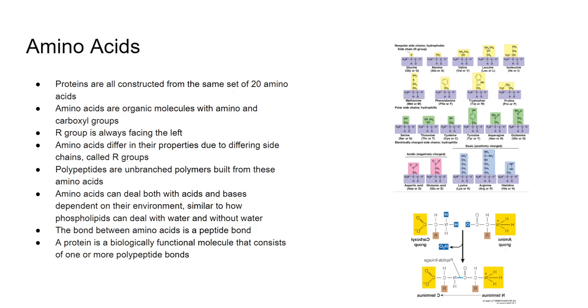They can also deal with acids and bases depending on their environment, similar to how phospholipids can deal with water and without water. Amino acids can deal with a more acidic environment, although that gets into stuff like denaturation, but they can deal with acidic environments and basic environments. And the bond between amino acids is referred to as a peptide bond. We looked at glycosidic linkages with glucoses, ester linkages with lipids, and peptide bonds are essentially what make up amino acids. And a giant structure of amino acids is referred to as a polypeptide, which is essentially a protein.